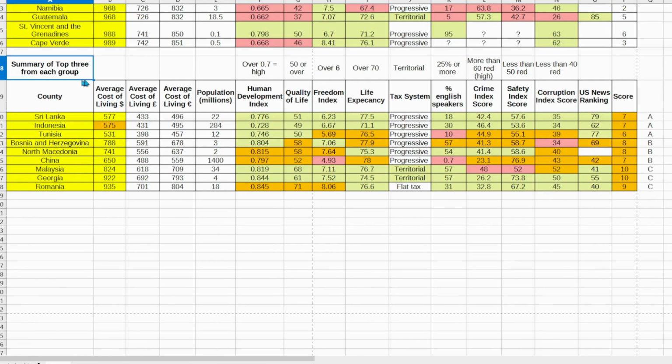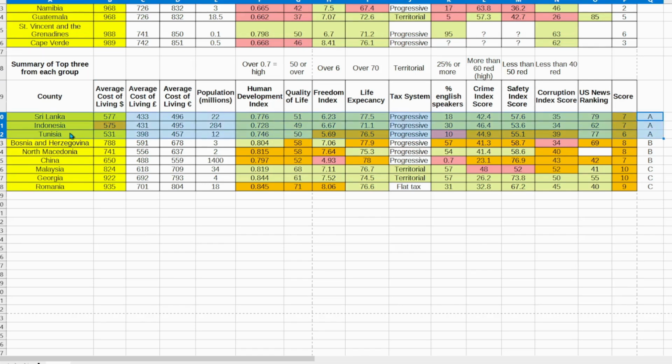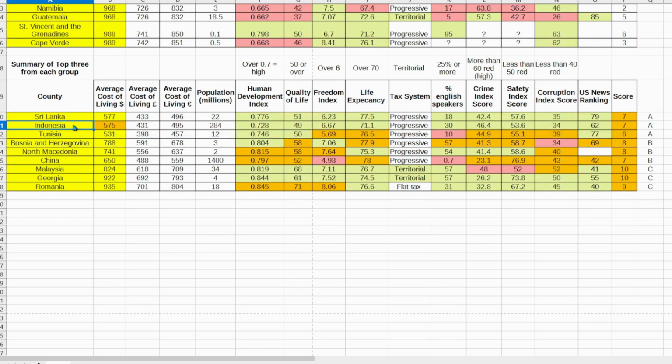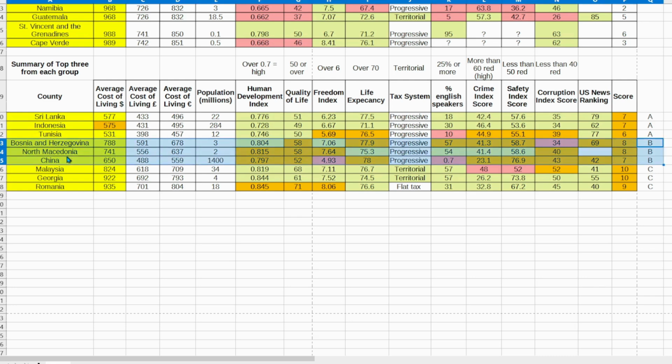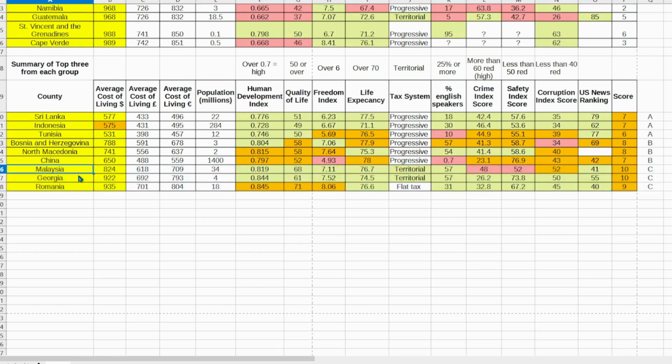So the summary table shows the top 3 countries out of each group. So the top 3 out of Group A were Sri Lanka, Indonesia and Tunisia. And then we have Bosnia and Herzegovina, North Macedonia and China out of Group B. And then we have Malaysia, Georgia and Romania out of Group C. So these are the teams that go forward into the next round.